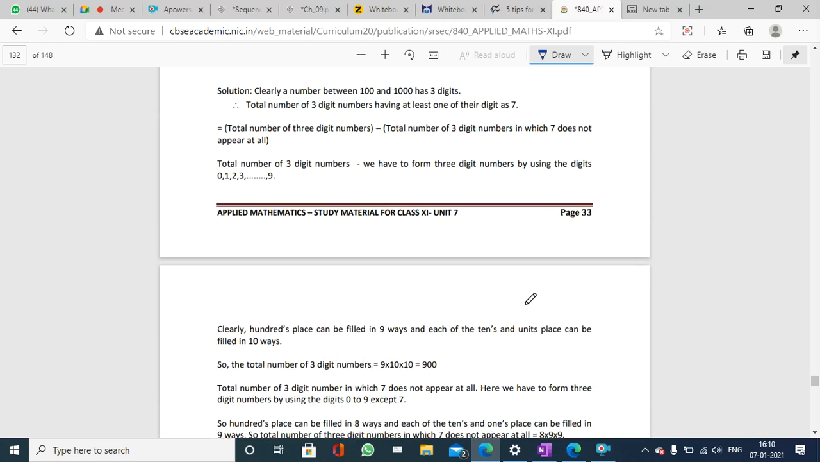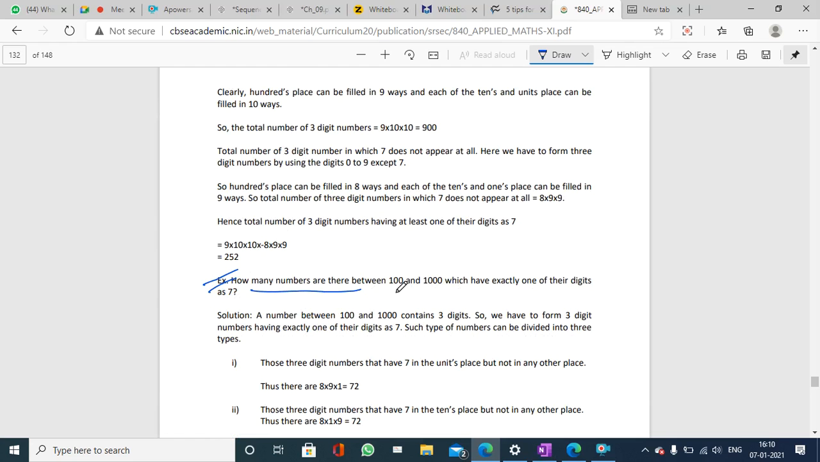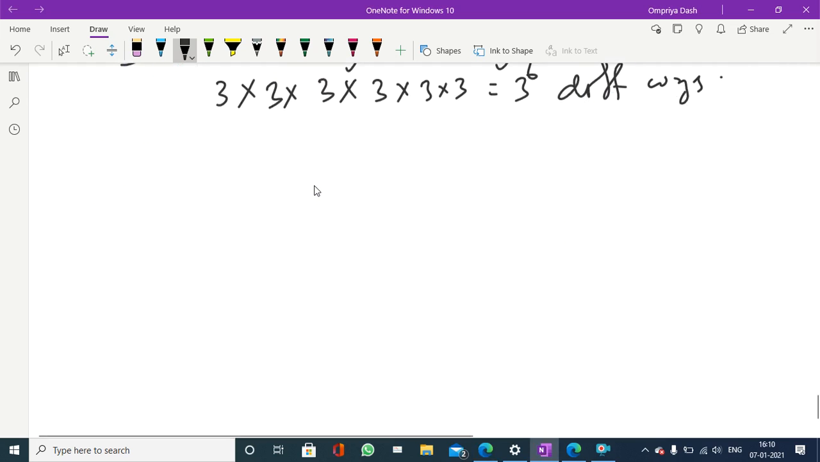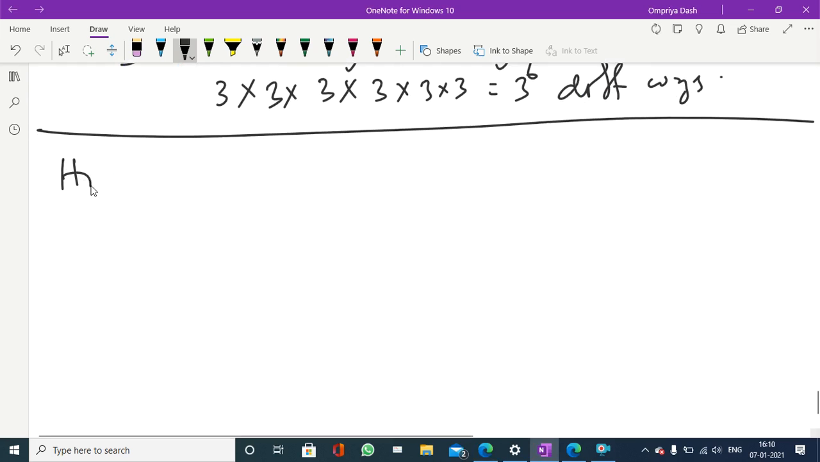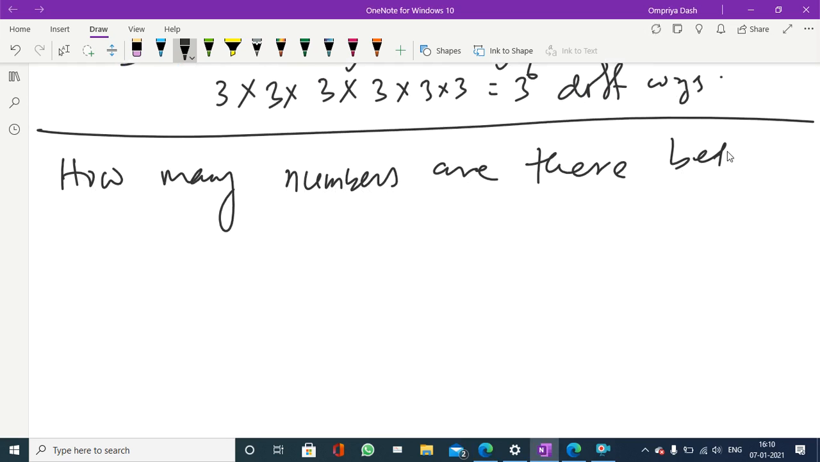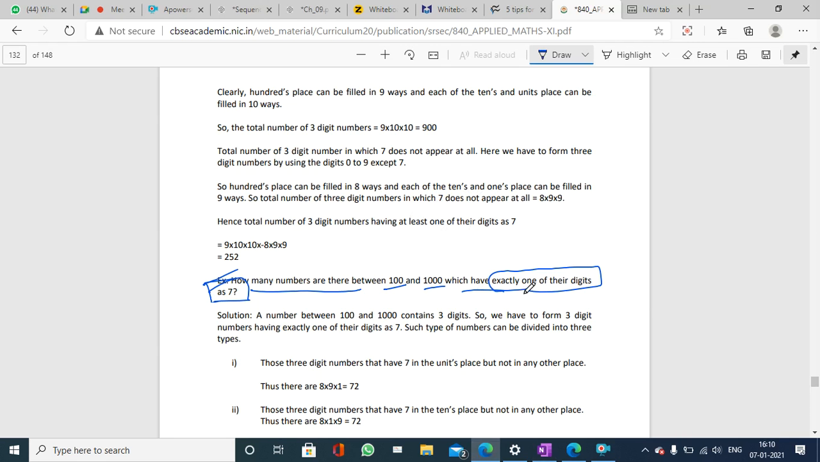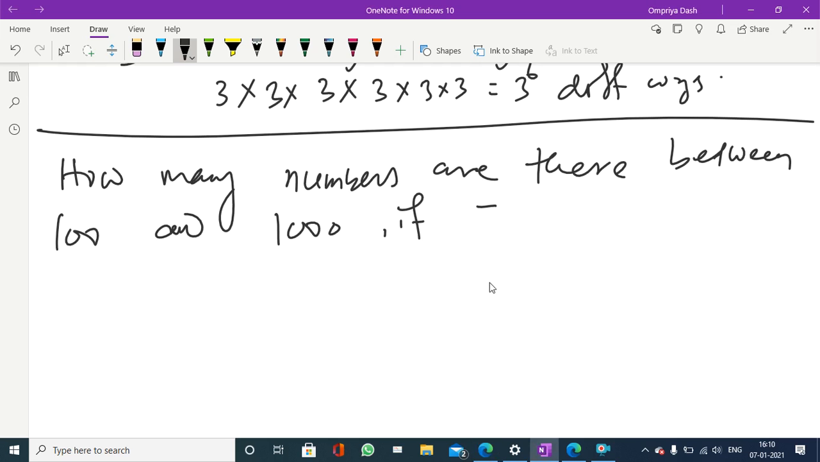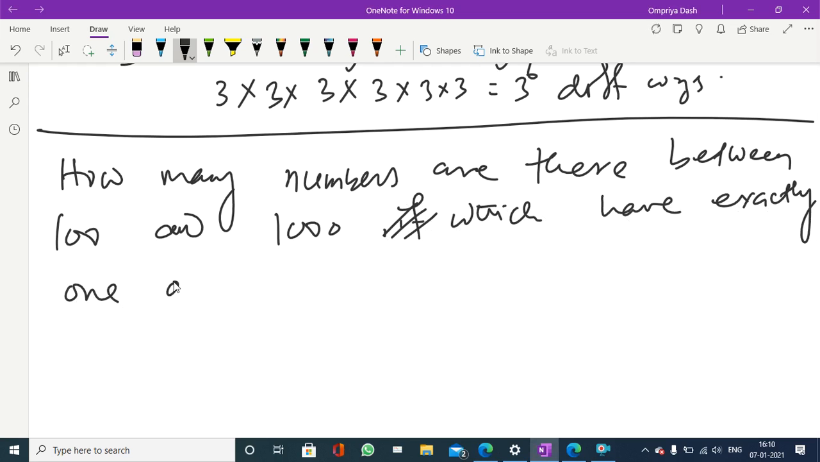Now, this question. How many numbers are there between 100 and 1000 which have exactly one of their digits as 7? Let me just write the question here. The question is, how many numbers are there between 100 and 1000 which have exactly one of their digits 7.